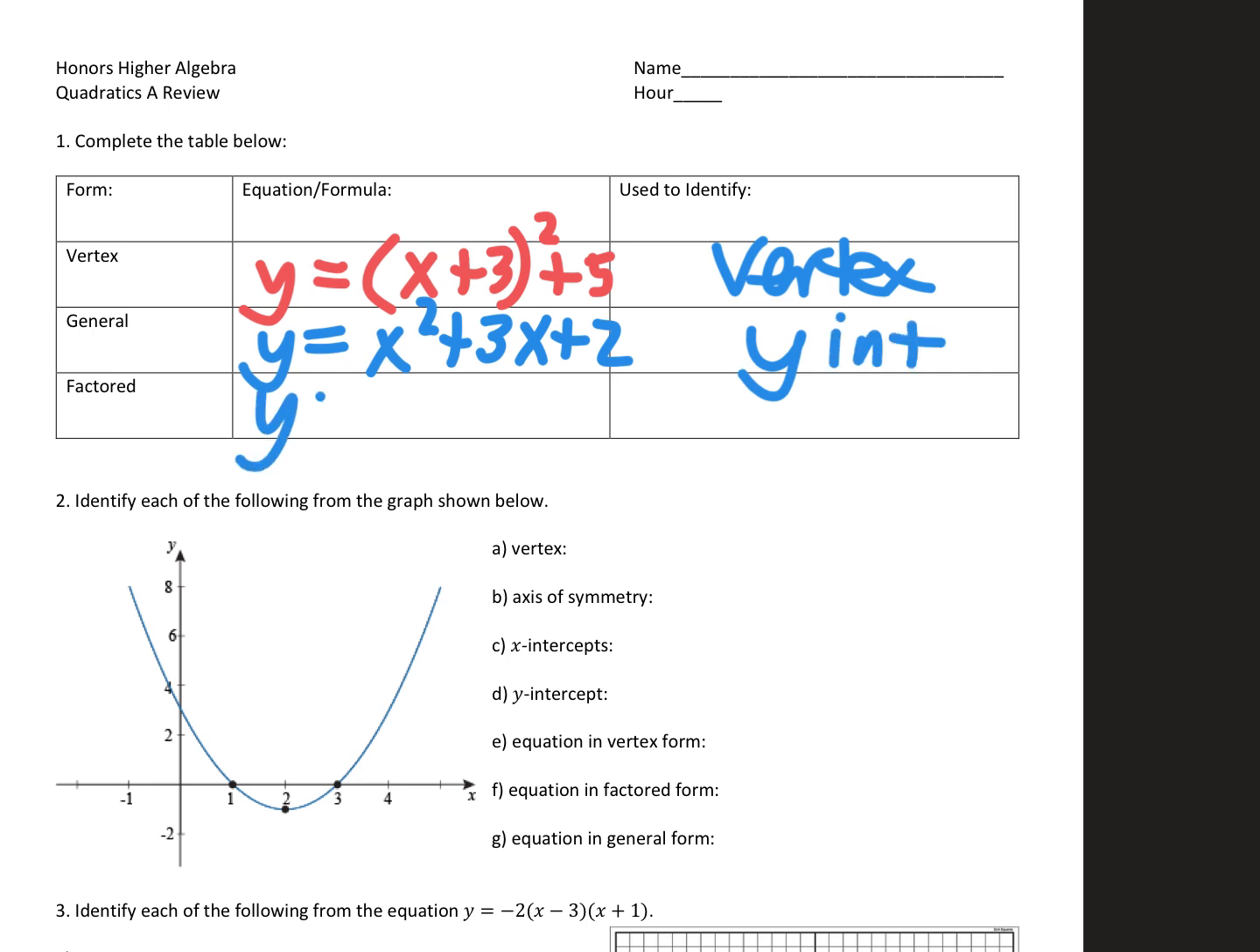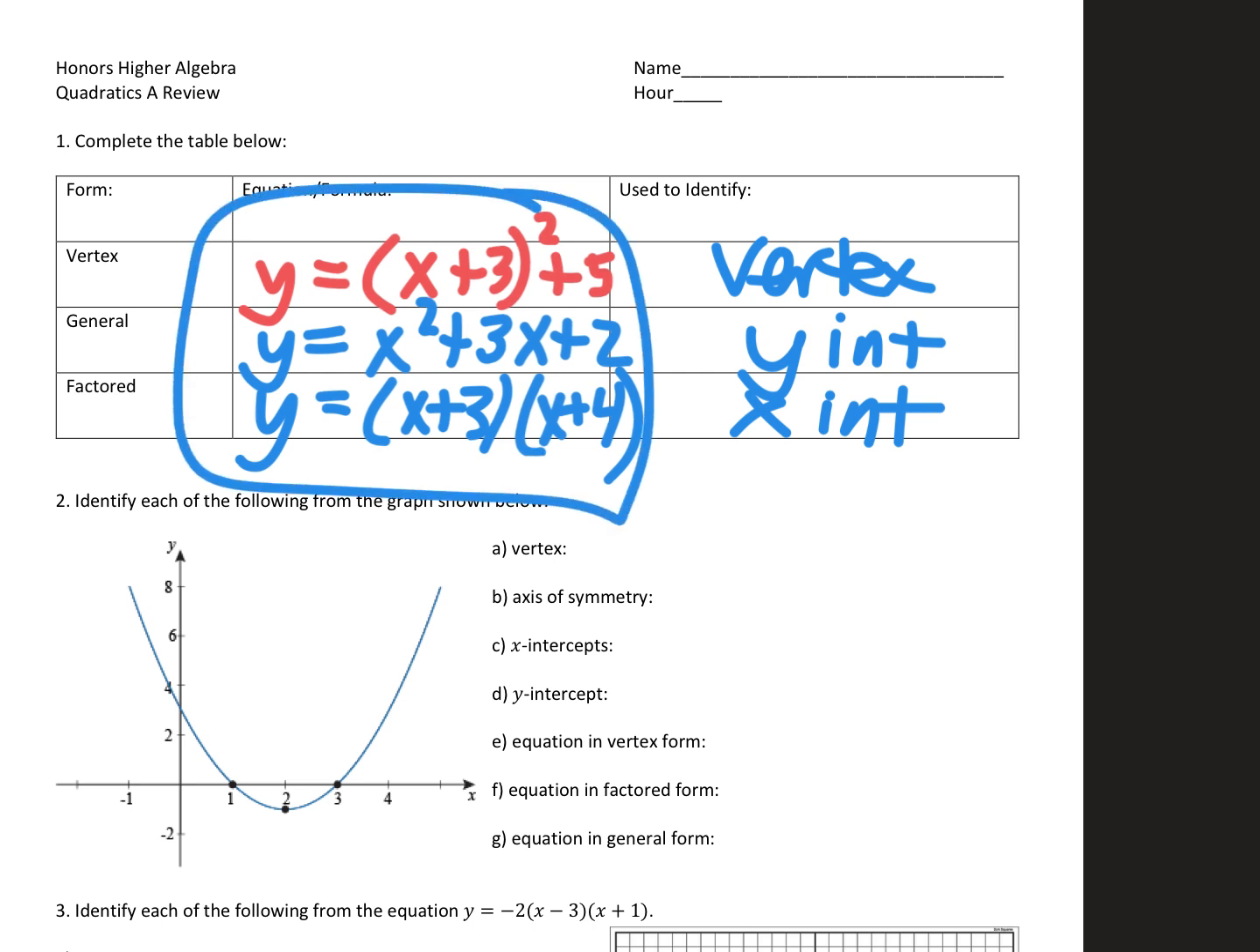And here's one in factored form. Has that got the y-intercept just staring at you? No. Does that have the vertex just staring at you? No. It's got something else. X-intercepts. Would you have been able to answer those questions? If you understood, you just have to make up your own for this. It's not that hard, is it?